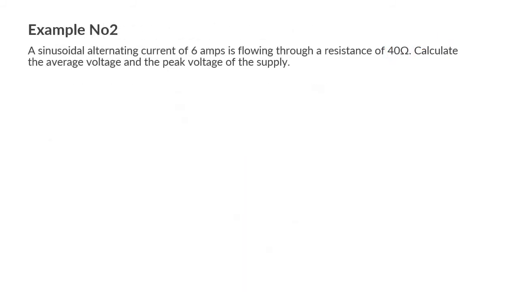Example number 2. A sinusoidal alternating current of 6 amperes is flowing through a resistance of 40 ohm. Calculate the average voltage and the peak voltage of the supply. So let's mark the data. Here the value of the current is 6 amperes. And the resistance is 40 ohm. And here a sinusoidal alternating current, which means a sinusoidal AC supply.